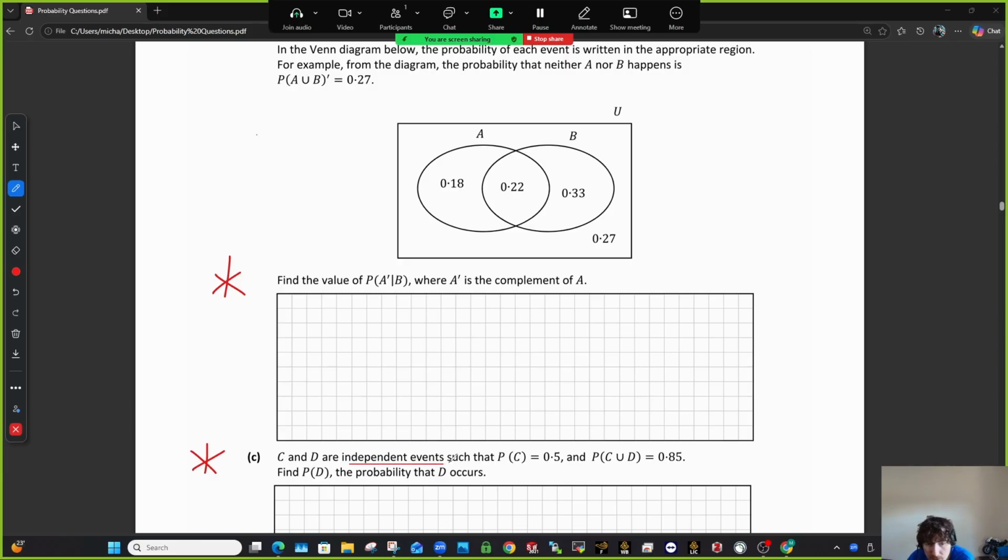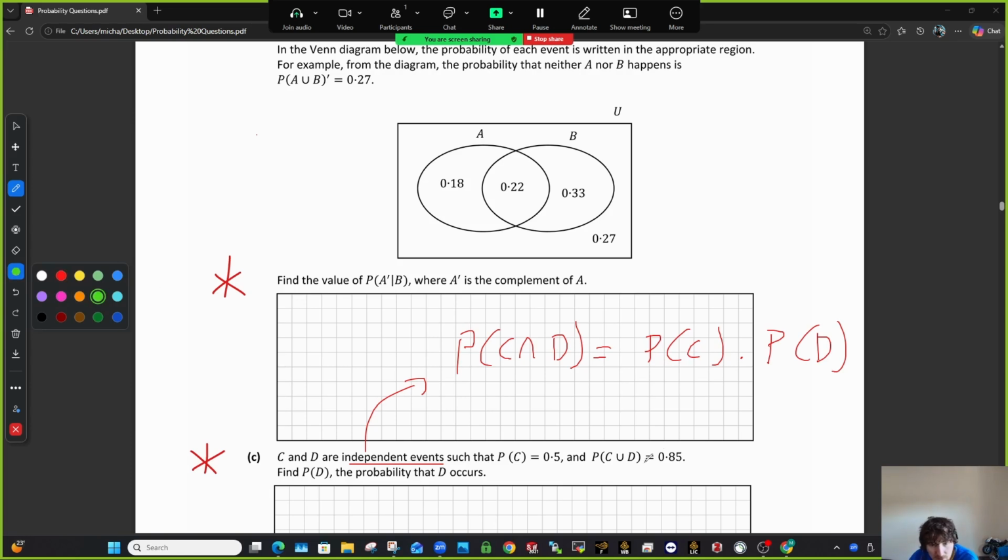When you know they're independent, a specific formula works. The probability of C intersection D is equal to the two probabilities multiplied together. That formula will only work when they're independent, right? And then we also have a formula that always works for their union. So we know that the probability of C union D is always equal to the probability of C plus the probability of D, take away their intersection, C intersect D.